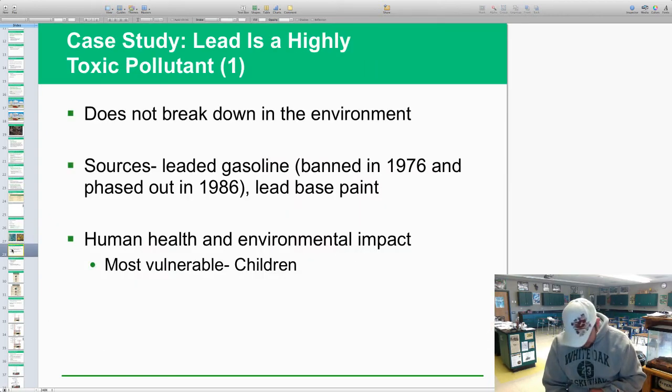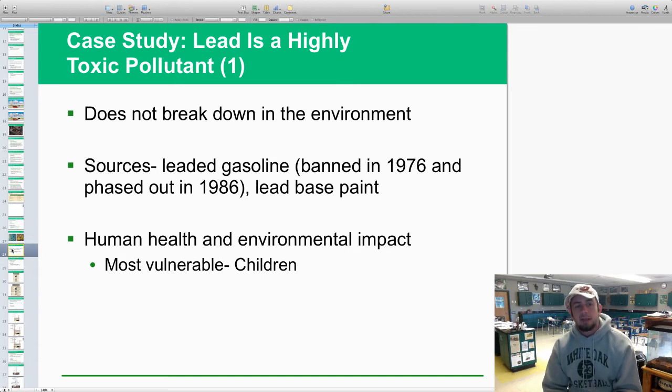All right, so let's look at another case study, and this is on lead. And why are we talking about lead with air pollution? Well, lead can move through the atmosphere very easily. So lead is a highly toxic pollutant. Again, it is an element, but it does not break down in the environment because it's naturally an element. You can't get any more elementary than an element. And the sources are leaded gasoline, which we banned in 1976 and was actually phased out in 1986, and also the use of lead-based paint.